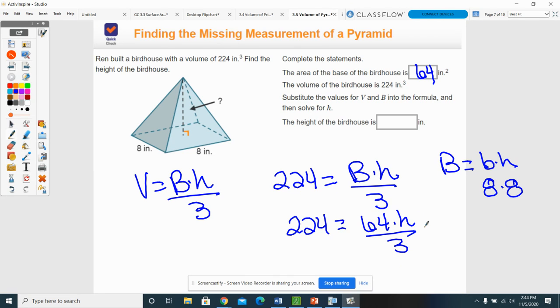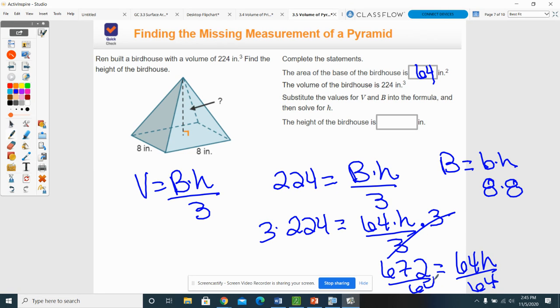How can you solve? Let's multiply by 3 first. 224 times 3 is 672. 672 is 64H because those 3's will cancel. Divide both sides by 64. 672 divided by 64 gives me 10.5 for the height, and that is inches.